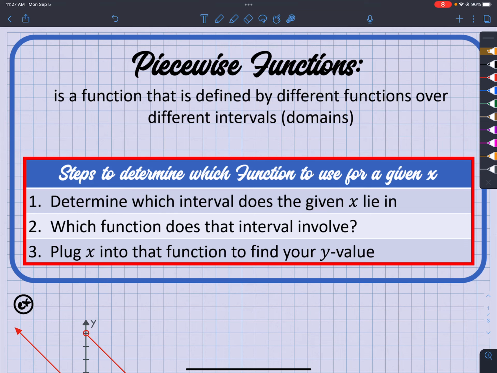All right, so today we're talking about piecewise functions. A piecewise function is a single function that is defined by different functions, meaning different equations over different intervals. So, different equations over different intervals. This step here we're going to skip for now. We're going to jump into showing you what a piecewise function looks like.